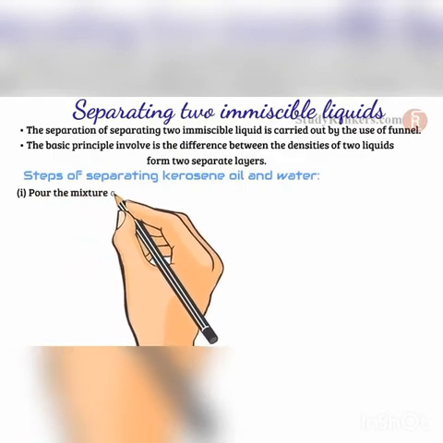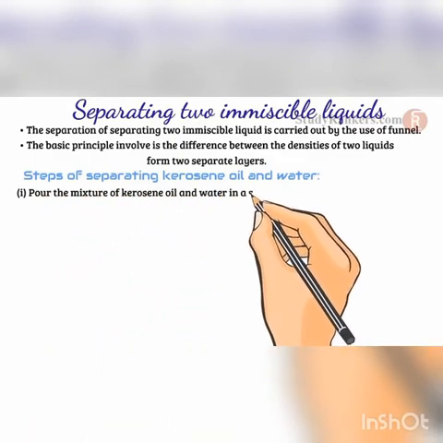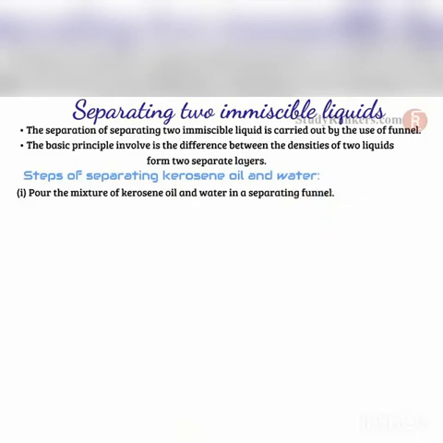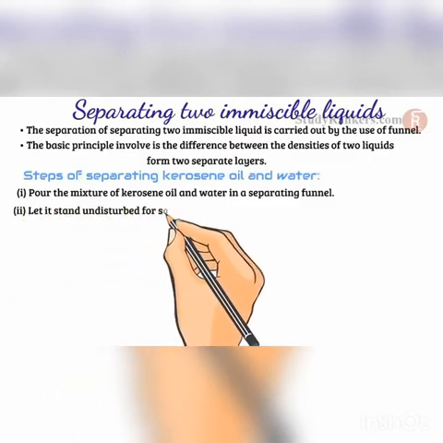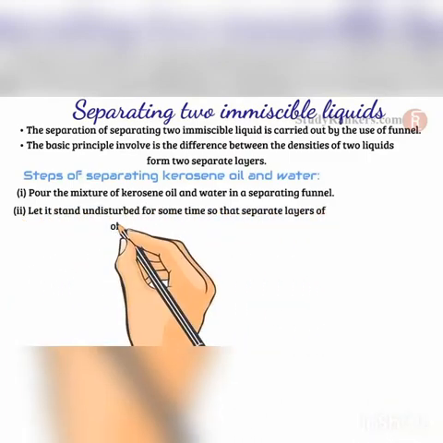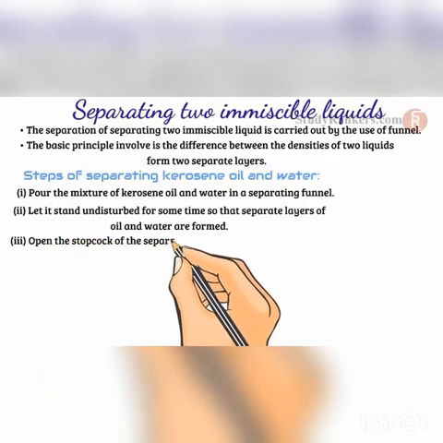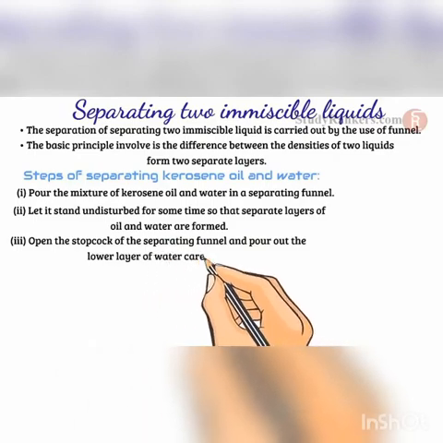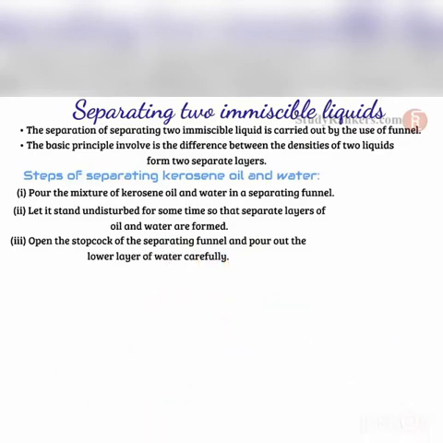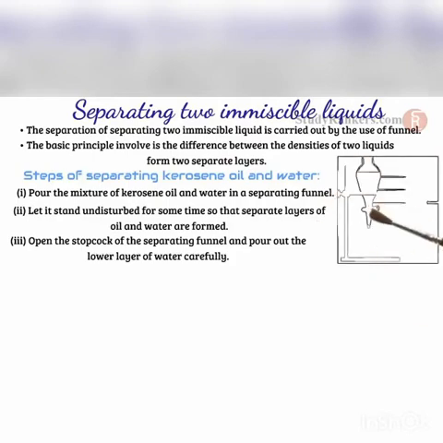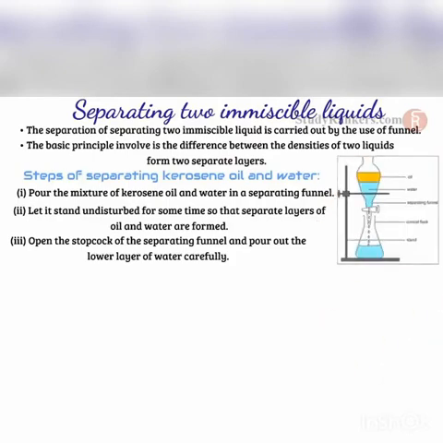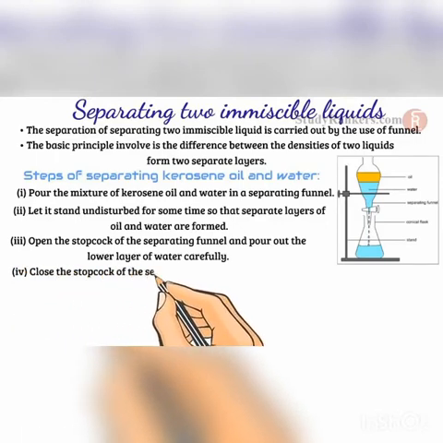First, we will pour the mixture of kerosene oil and water into a separating funnel. After that, this mixture will be left undisturbed for some time so that separate layers of oil and water are formed. Now, we will open the stopcock of the separating funnel and pour out the lower layer of water carefully. We will close the stopcock as soon as the oil reaches the stopcock.